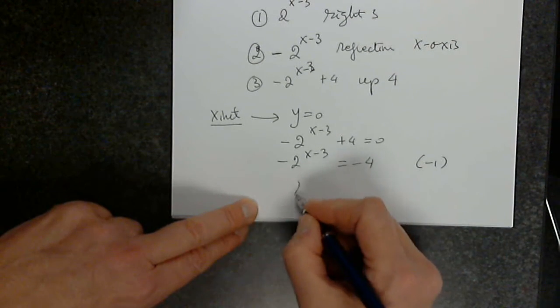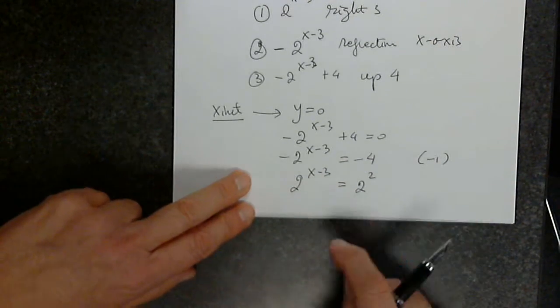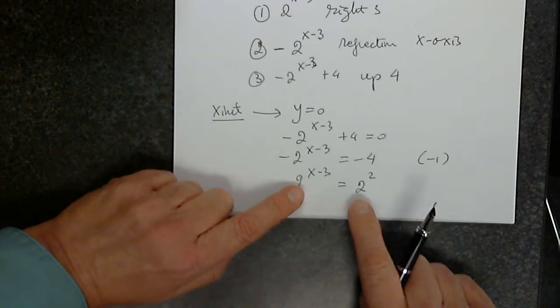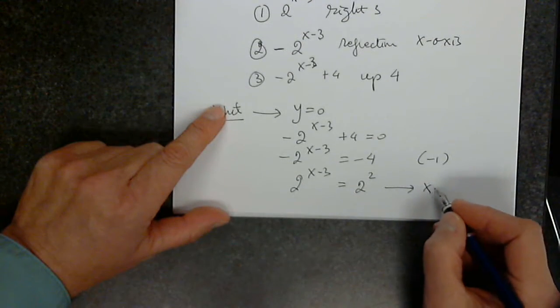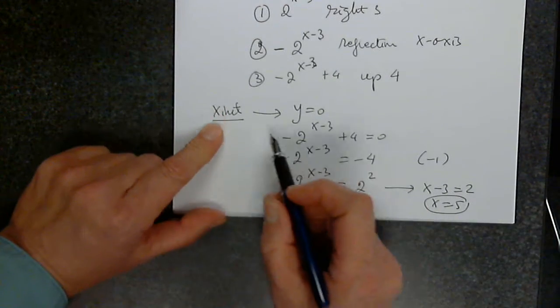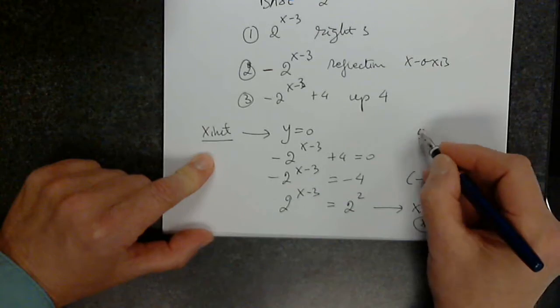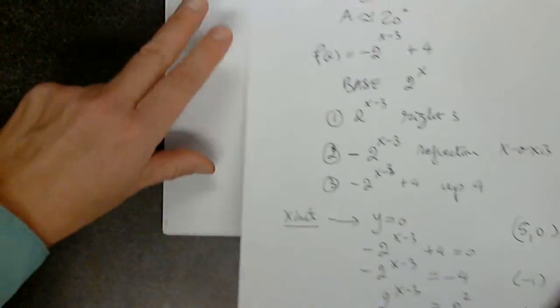or multiply. So it's 2 to the x minus 3, and the right hand side will be 2 squared. Two numbers are equal and they have the same base. What has to happen? x minus 3 equals 2, which means x equals 5. So the x-intercept must be (5, 0). How do I find the y-intercept, if there is one?